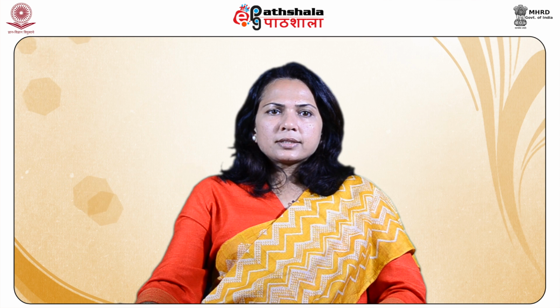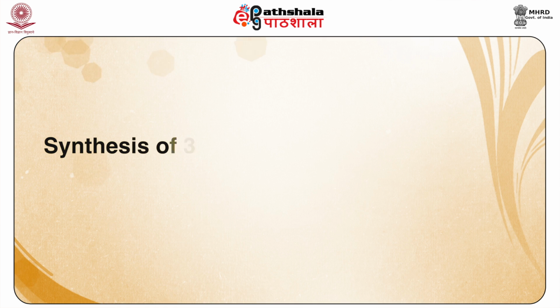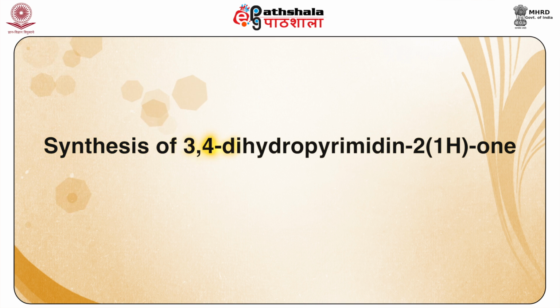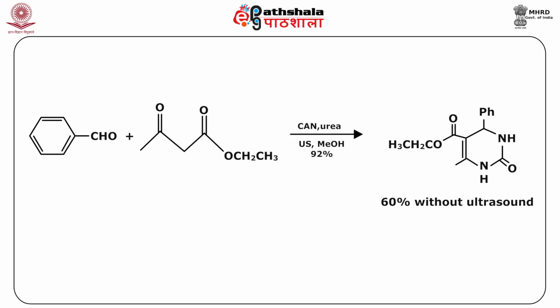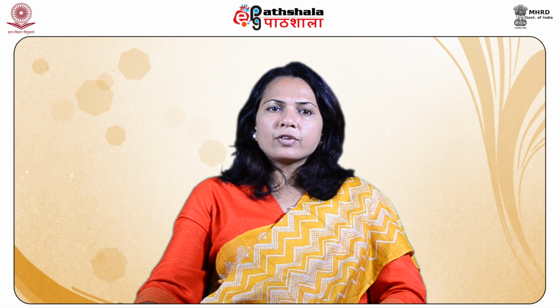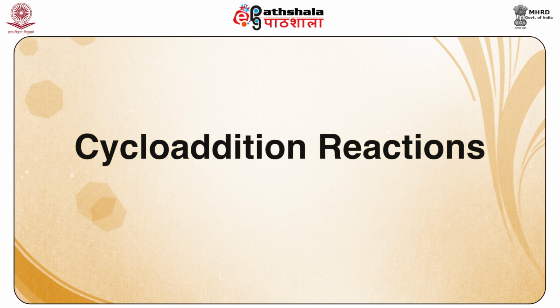ultrasound. In our next example, we have the equation showing the synthesis of 3,4-dihydropyrimidin-2(1H)-one. Using ultrasound with methanol as the solvent, the yield obtained for this reaction was as high as 92%, whereas when the same reaction with the same products was carried out without ultrasound, it gave a very average yield of 60%. After this, let us have a look at cycloaddition reactions.